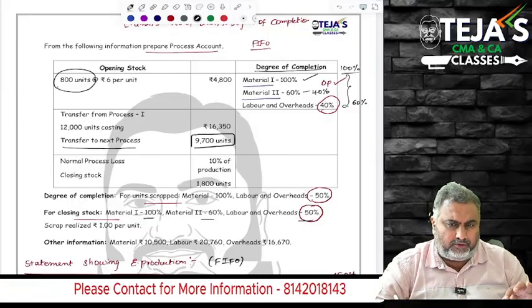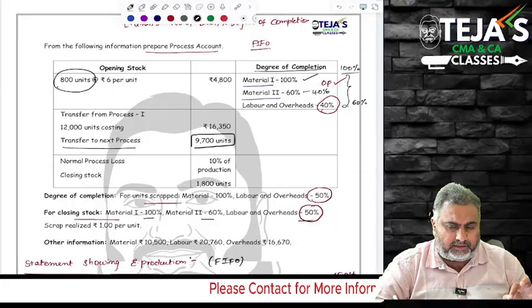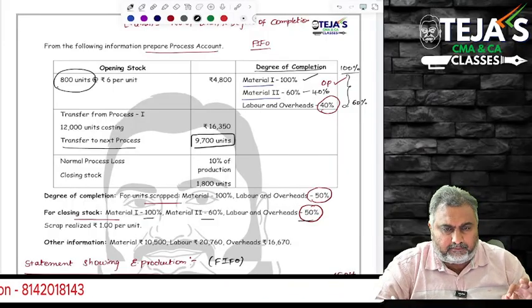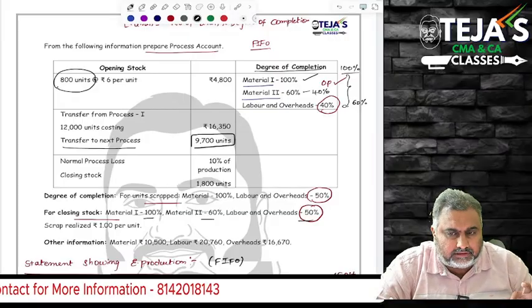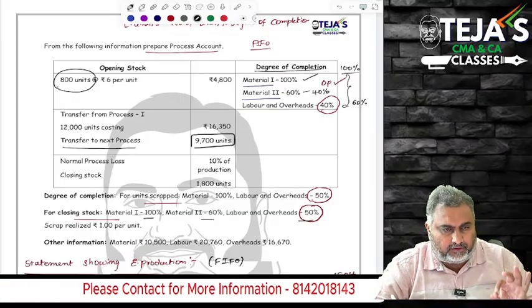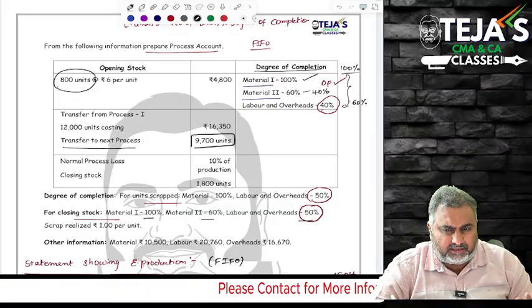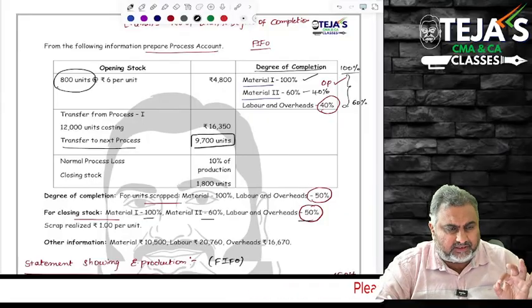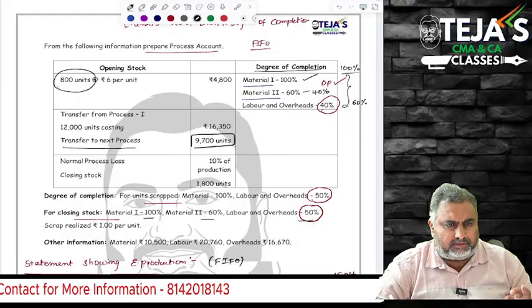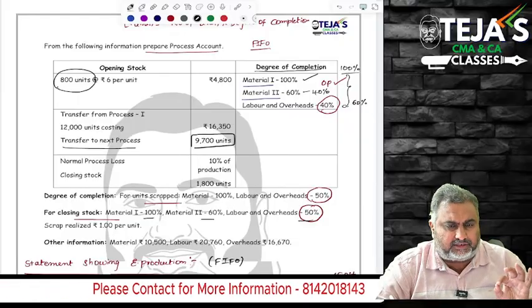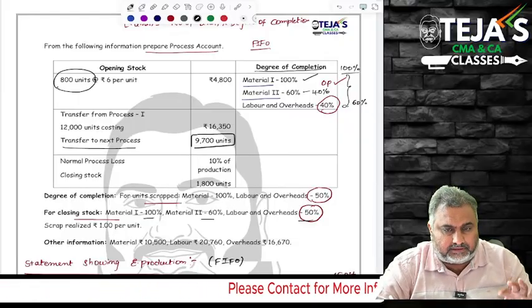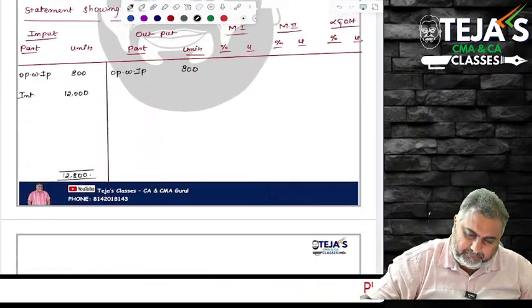Simply, from the first in first out point of view, if you go with the degree of completion, for opening work in progress, take the balance percentage. If you are doing the equivalent production statement, under which method? First in first out. So for opening work in progress, what degree of completion are we supposed to take? The balance percentage. That's the reason.